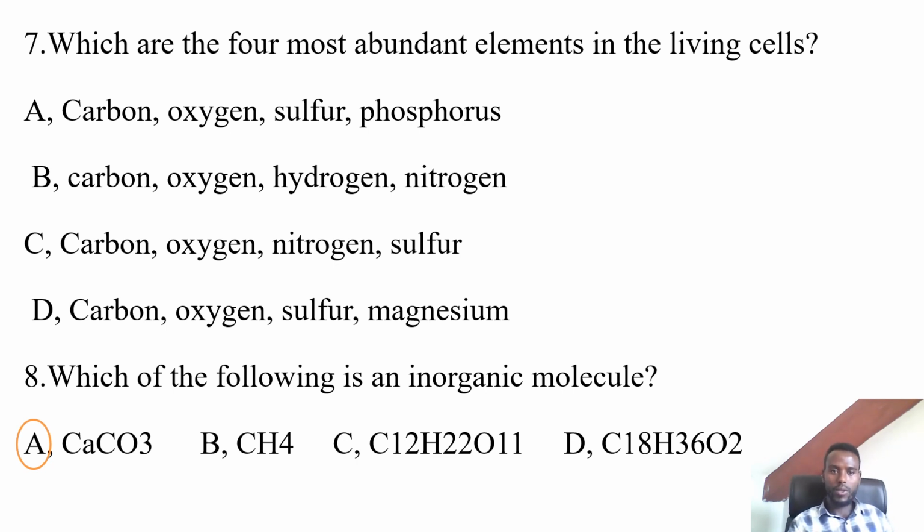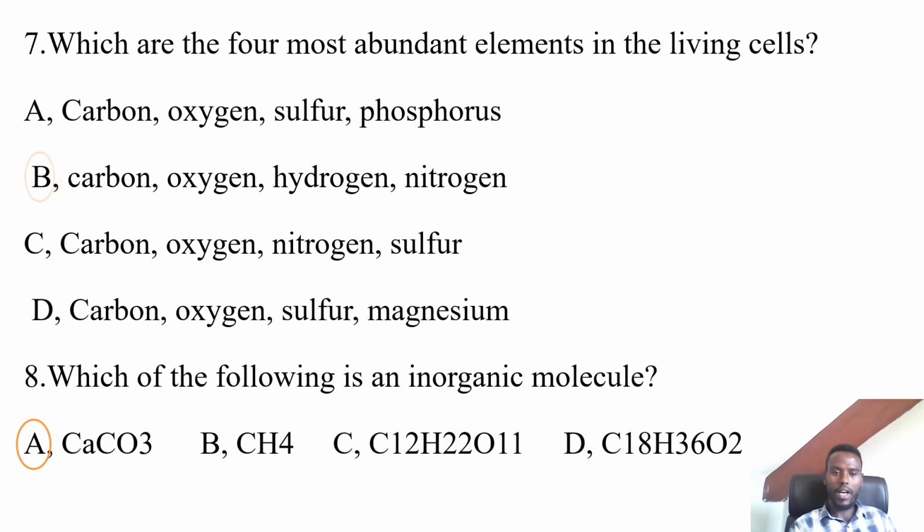Question number 7. Which are the four most abundant elements in living cells? A. Carbon, oxygen, sulfur, phosphorus. B. Carbon, oxygen, hydrogen, nitrogen. C. Carbon, oxygen, nitrogen, sulfur. D. Carbon, oxygen, sulfur, magnesium.